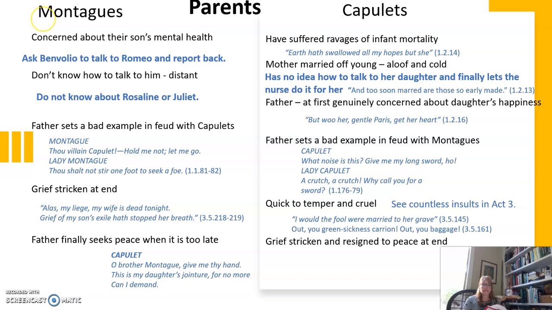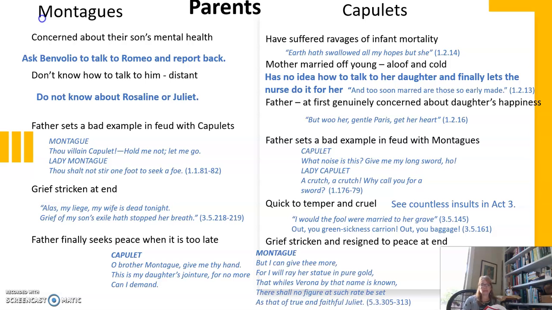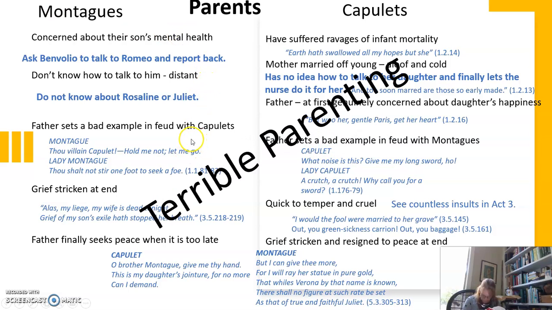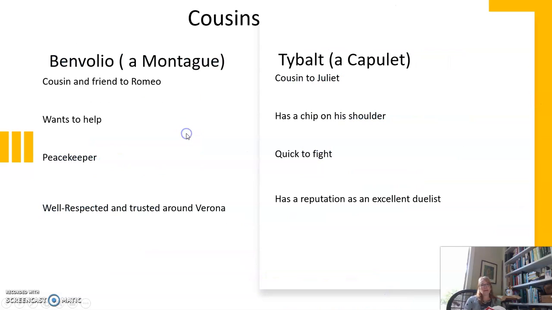At the end, Capulet says, "O brother Montague, give me thy hand. This is my daughter's jointure, for no more can I demand." And Montague says, "But I can give thee more, for I will raise her statue in pure gold, that whilst Verona by that name is known, there shall no figure at such rate be set as that of true and faithful Juliet." And so while they make good in the end, I'm going to sum them up as pretty horrible, terrible parents. Sorry. Okay, moving on.